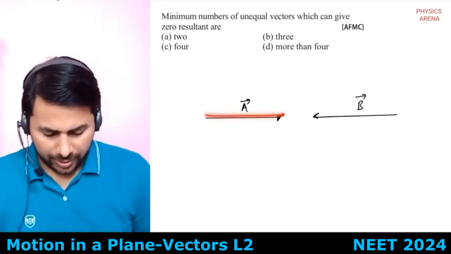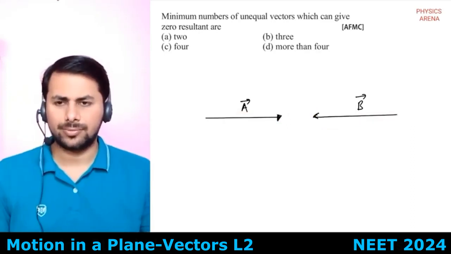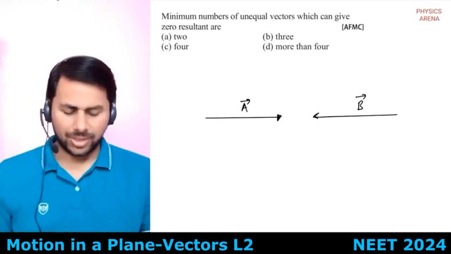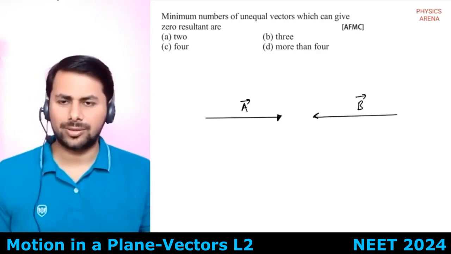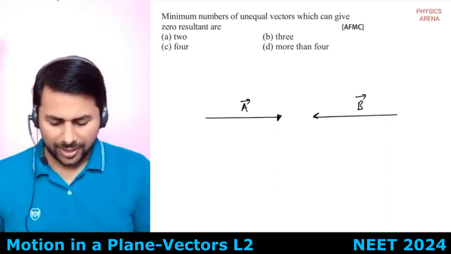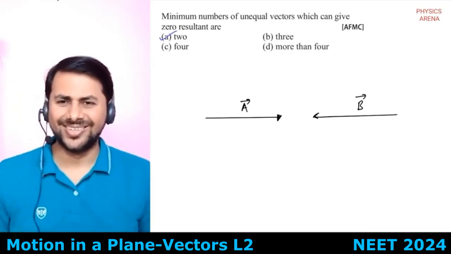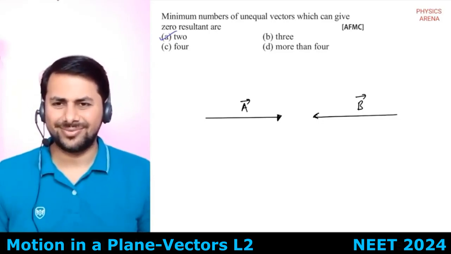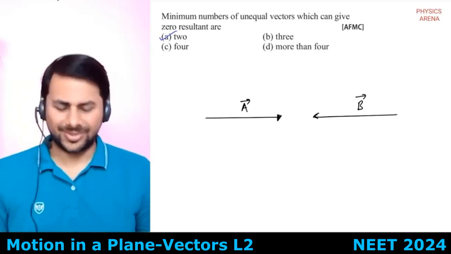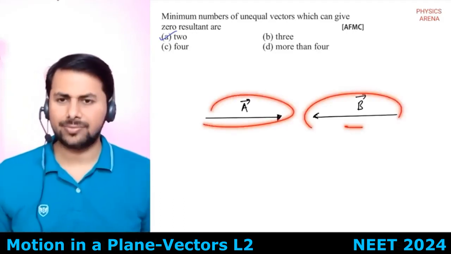So this is A bar, this is B bar. Can you say these two vectors are unequal? Yes, sir. The directions are opposite. Direction is opposite. So its answer will actually be 2, right, Sai? Sir, if it is unequal, it means the magnitude differs only, no, sir? No. Can you say that these vectors are equal?